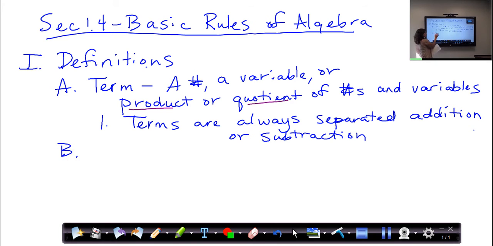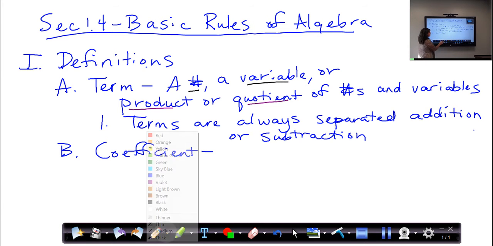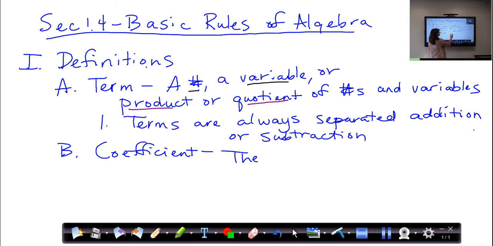Now, the next definition that we're going to look at is the idea of a coefficient. Remember, we said that within a term can be a number, a variable, or a combination of numbers and variables. So if you have that combination of numbers and variables, the variable obviously is going to be the letter. So then the coefficient is going to be the number part of that term.